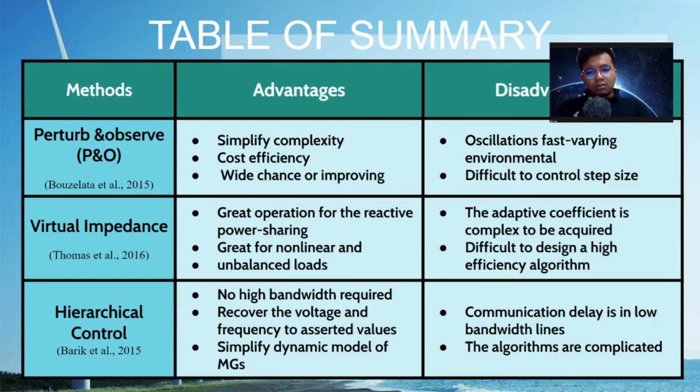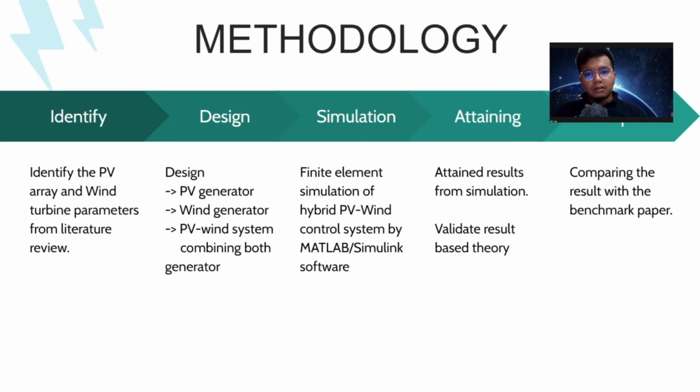For the virtual impedance method, it is great for reactive power sharing. It is great for nonlinear and unbalanced loads. However, the additive coefficient is complicated, and it is difficult to design a high efficiency algorithm. And for the hierarchy control, there is no bandwidth required to recover the voltage and frequency set value. It simplifies the model of the dynamic microgrid. However, the disadvantages are the communication delay, low bandwidth, and the line and the algorithm are complicated in this method.